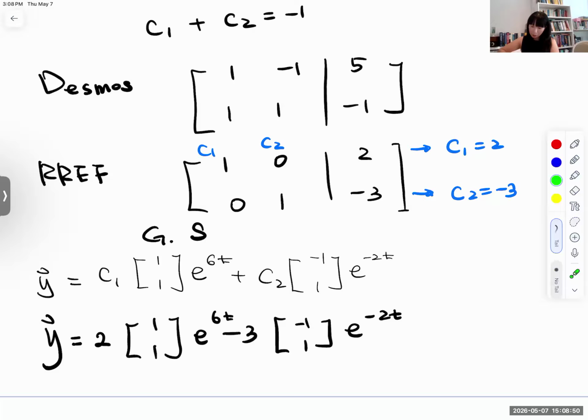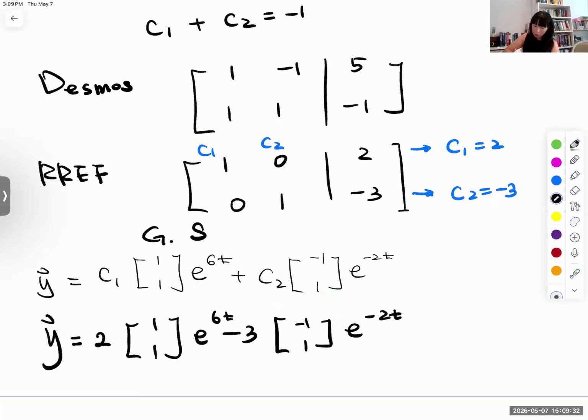We can express this one. So one is 2e to the 6t and positive 3e to the negative 2t. The other one is 2e to the 6t and negative 3e to the negative 2t, right? Because we knew that C sub 1 is y sub 1, and in general, C sub 2 is y sub 2. Makes sense to you?